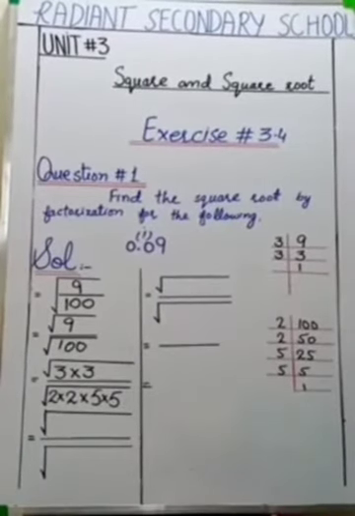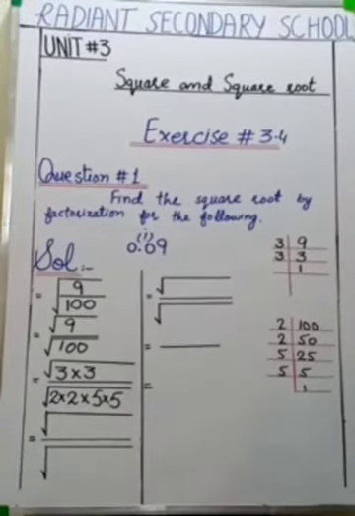Students, as you know, we have completed exercise number 3.3, and in exercise number 3.3 you have learned how to find the square root of fractions. Now our next topic is exercise number 3.4. In this exercise we will learn how to find the square root of a decimal number.